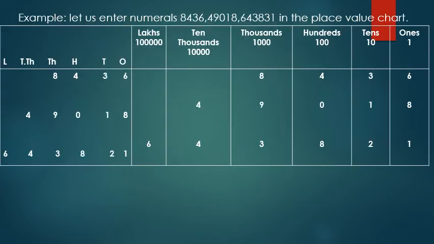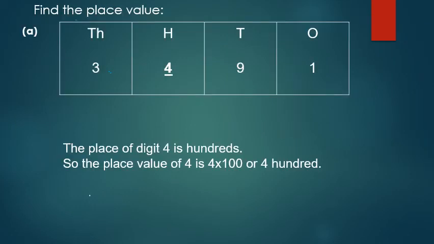This is the way of representing numbers into place value chart. So see the numbers 8436. 6 will be below 1's place, 3 will be below 10's place, 4 will be below 100's place, and 8 will be below 1000's place. We had already discussed in earlier classes. So you can represent some more numbers. Yes. Using place value chart, we can find place value also.